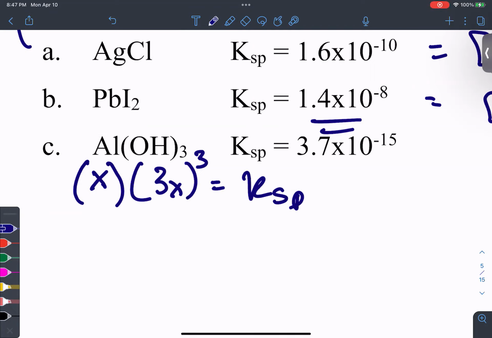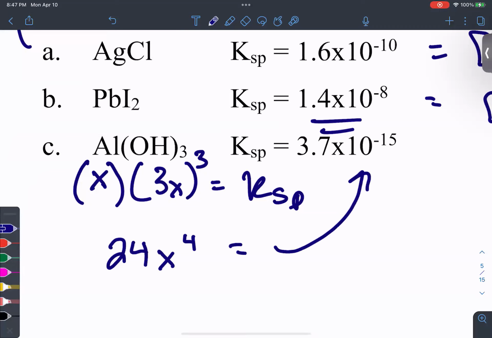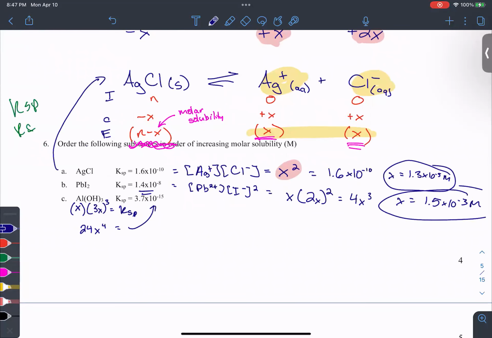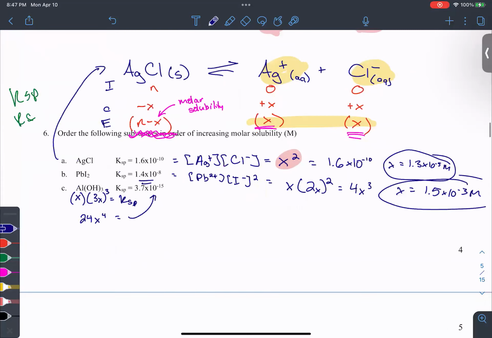Do recognize that the exponents are increasing here. So 3 to the third is 27. 27 X to the fourth equals KSP, whatever that number is, and you solve for X. Good. With KSP, nothing's in the denominator. Okay, I'm going to keep going.